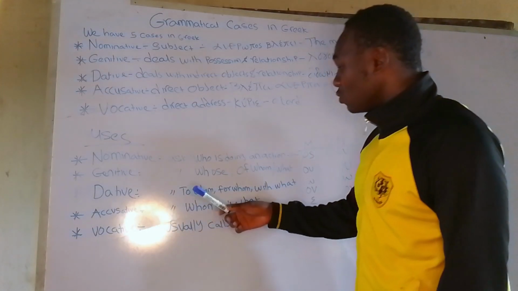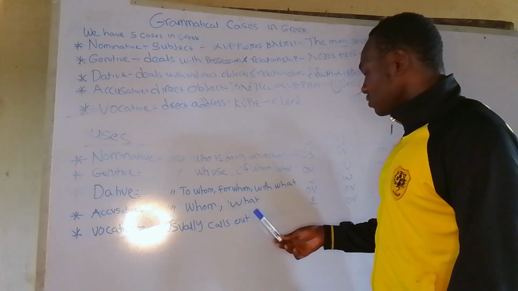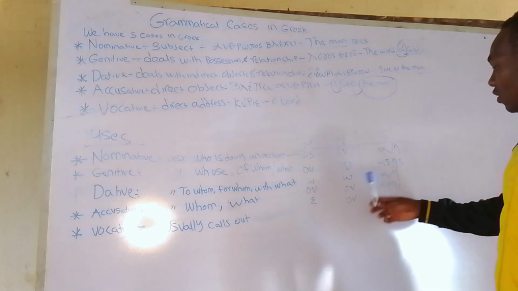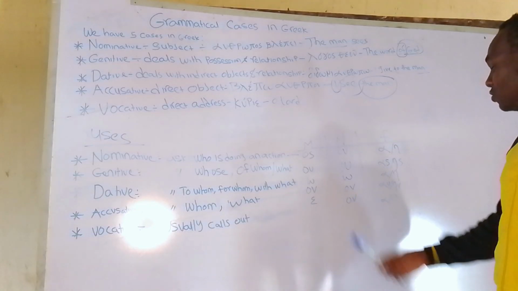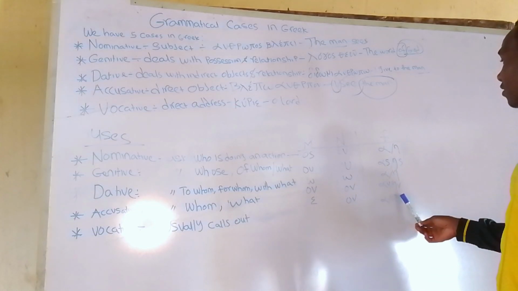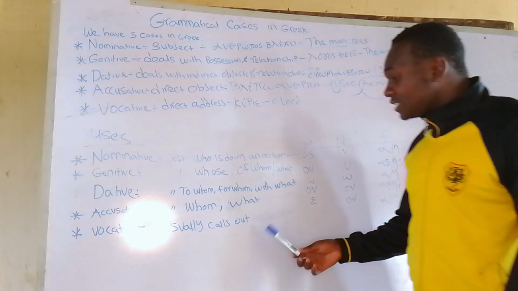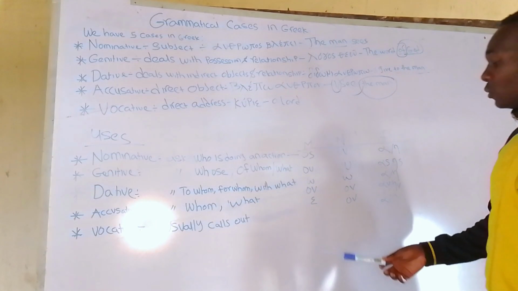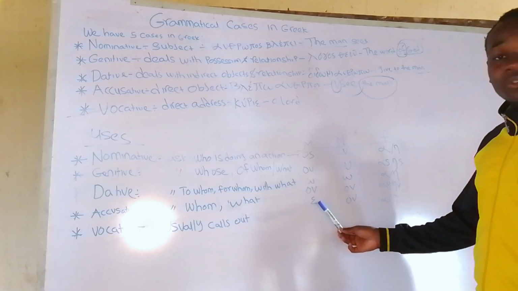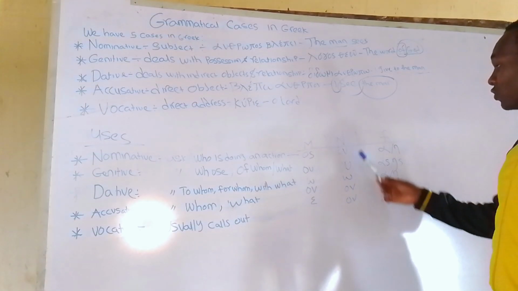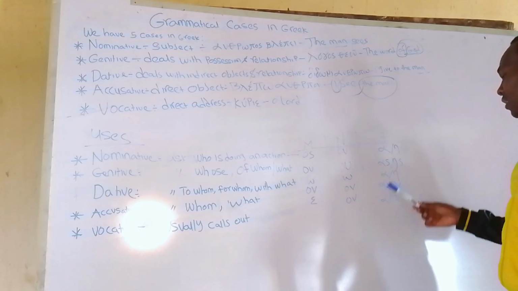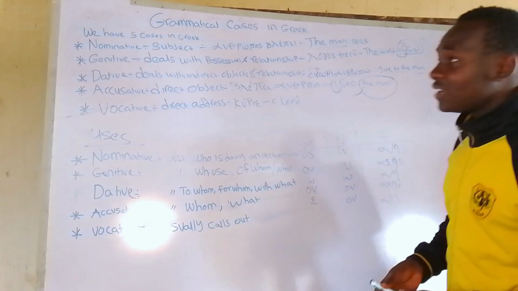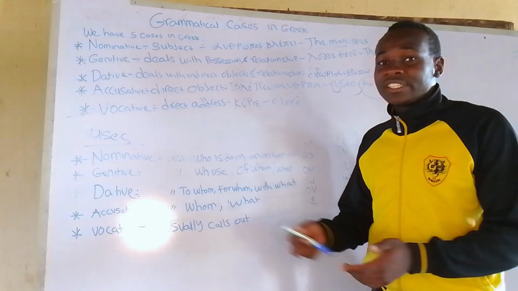Accusative asks the question whom or what. It has the following ending: on and on for masculine, on for neuter, and or n for feminine. For vocative usually calls out for something and has the following ending: e for masculine, on for neuter, a and e for feminine.